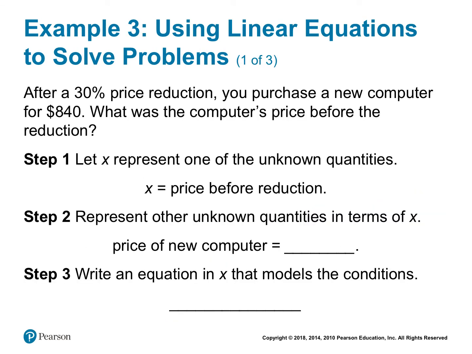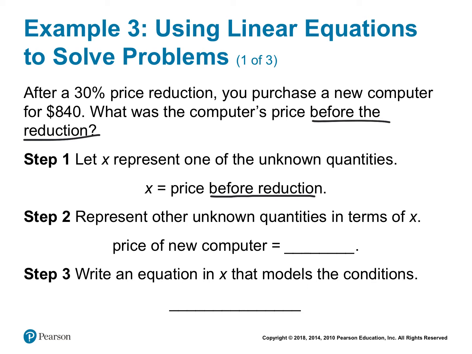Okay, now we're going to talk about discounts. So it says that after a 30% price reduction, you purchase a new computer for $840. What was the computer's price before the reduction? So we're going to let X represent one of the unknown quantities. So X is going to be the price before the reduction. So step 2, represent the other unknown quantities in terms of X.